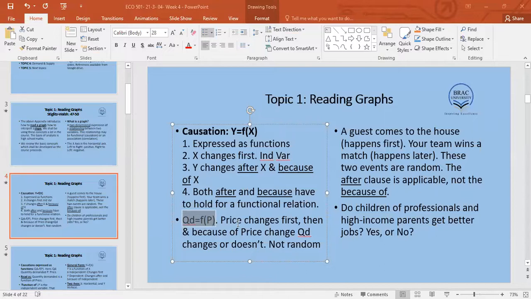Let's give now three examples. The first one is a functional relationship. The price changes first, then and because of price change, quantity demanded changes or does not. Aina? Price changes first, then and because of price change, quantity demanded changes. Isn't this a functional relationship? Because and after? Yes, sir. Okay. Now look at this one.